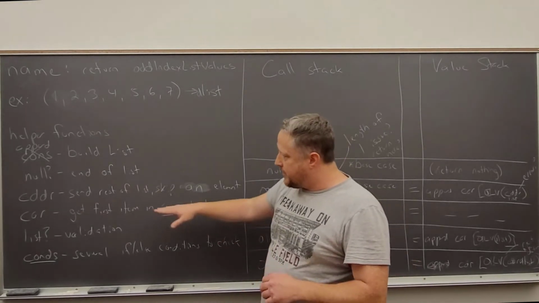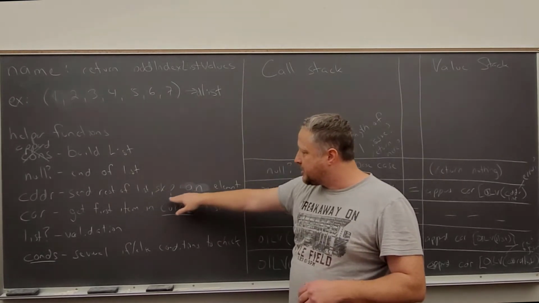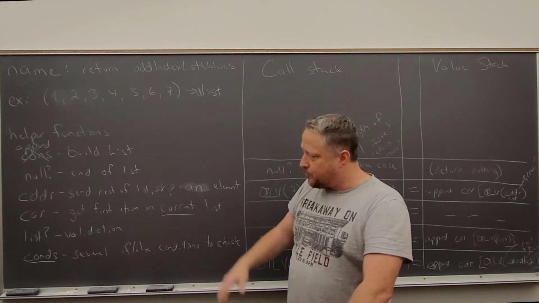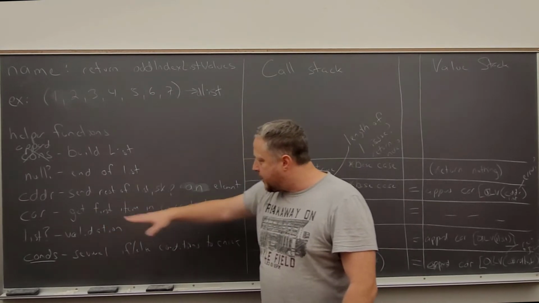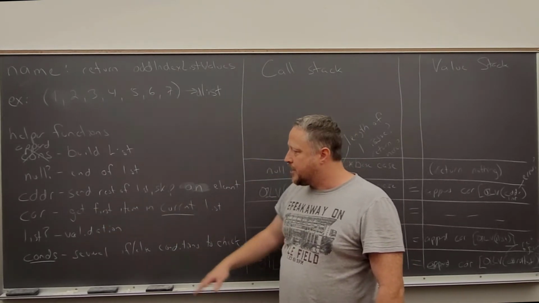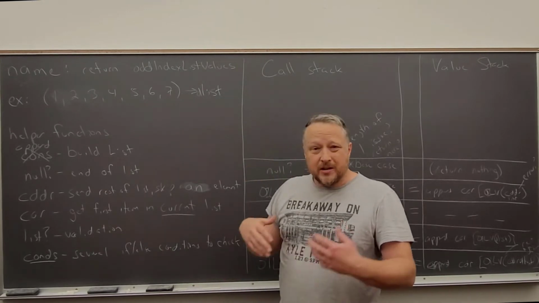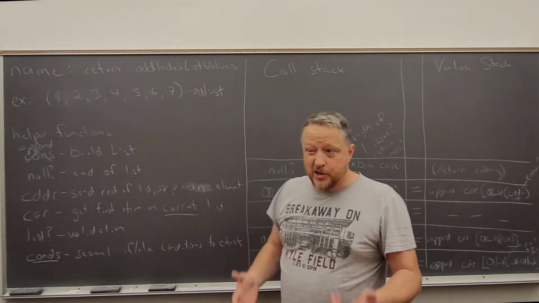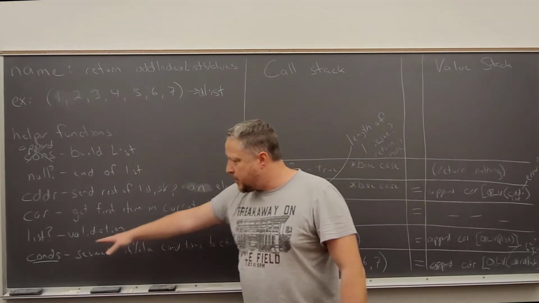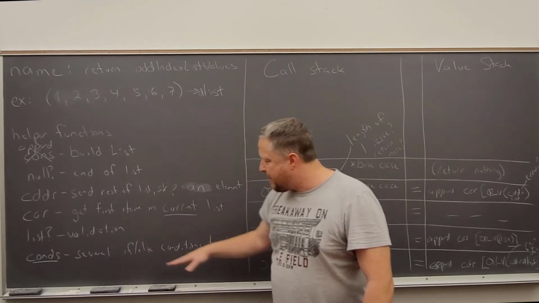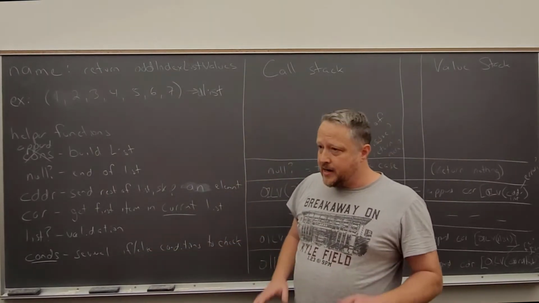CDDR, which is going to skip an element and send the rest of the list. Car is going to get our first item in the current list. List with the question mark is really meant for validation, to make sure it's actually a list being passed in. And then I'm going to use a cond because I have several if-else conditions that I need to check.